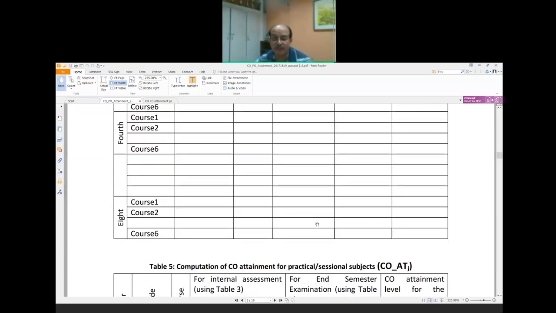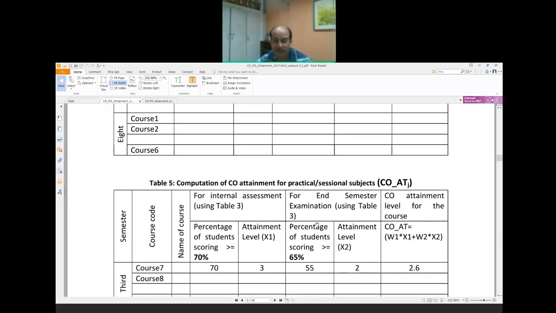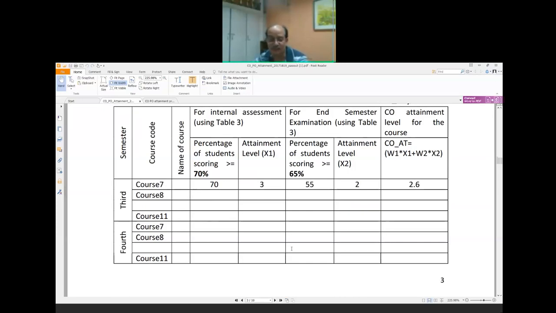So this is what we do, the computation for the CO attainment for the theory subject, and for the practical subject, we have this sort of calculation. Let's say in case of course 7, which was a practical course, 70 students have scored more than 70%. So my attainment level is 3. And students scoring greater than 65 is 55. Attainment level is 2. I calculate this particular value W1 X1 plus W2 X2, which comes out to be 2.6.